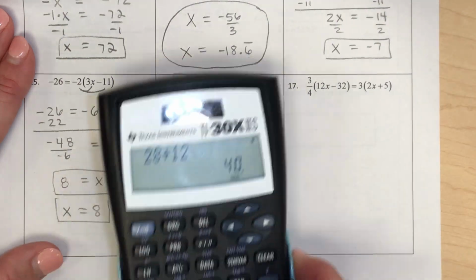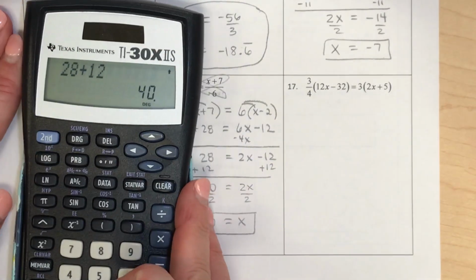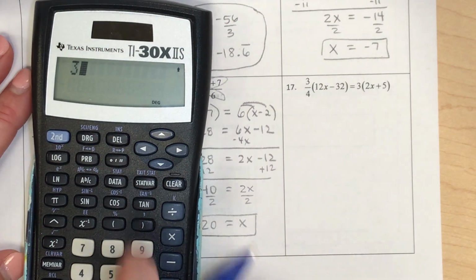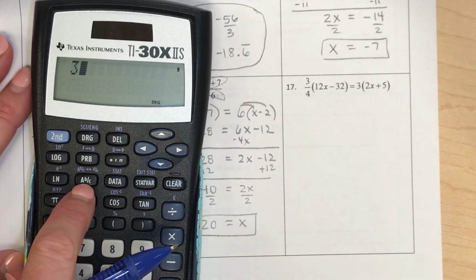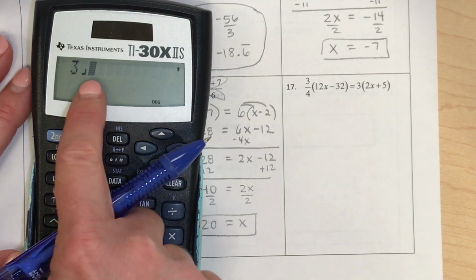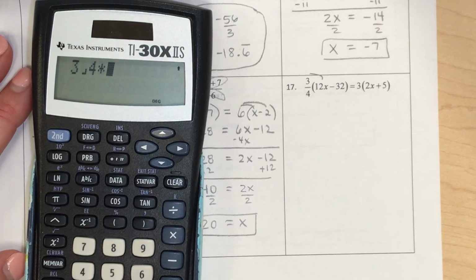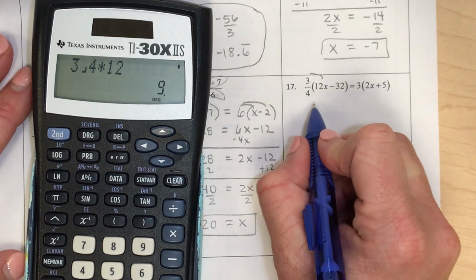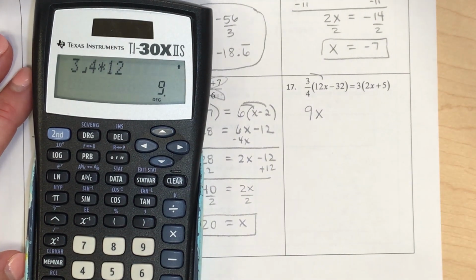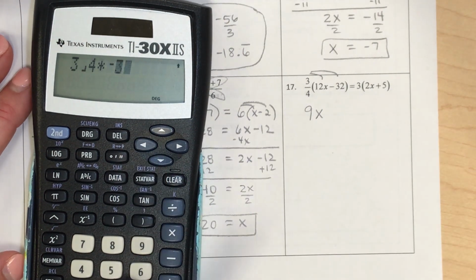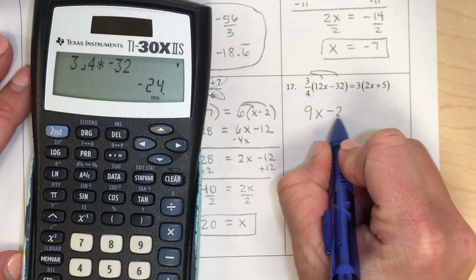Okay, last one for the page here. I'm going to show you how to type this out on your calculator. The 3/4, you're going to hit your 3 button, and then this ABC, which is your fraction button. So that's 3 fraction 4. Now I'm going to multiply, so I'm going to hit my multiply key and times 12. That's going to get you 9x for the first term. Okay, now I'm going to go back, and I'm going to multiply by -32, and I'm going to get -24 for that second term.